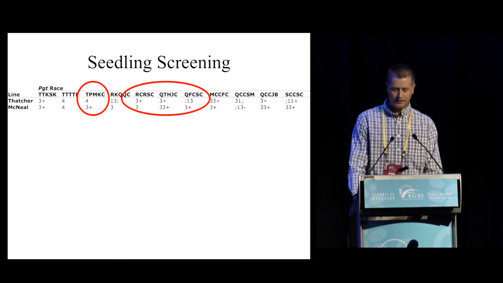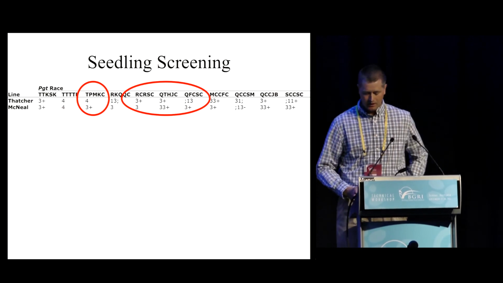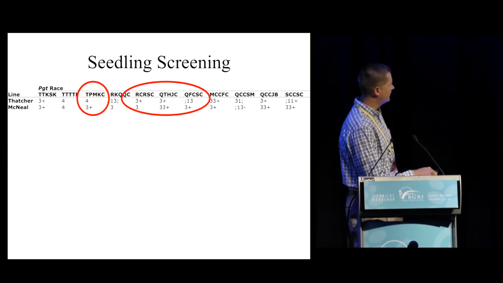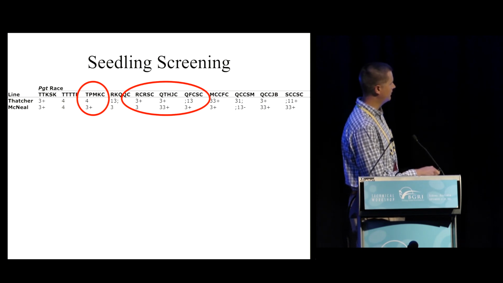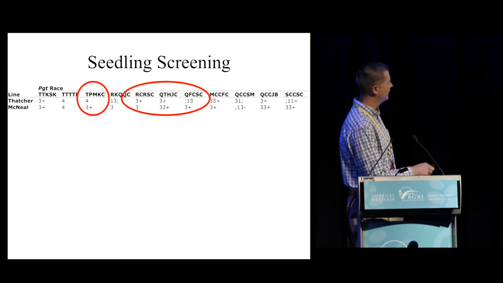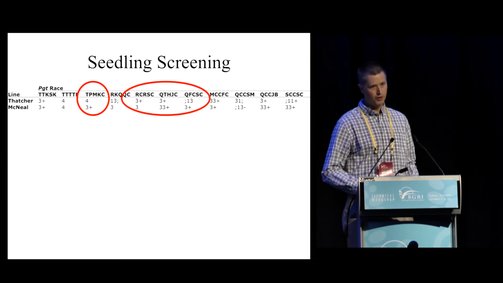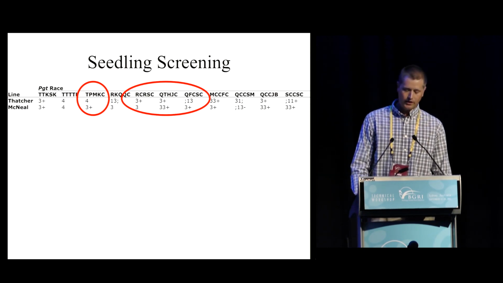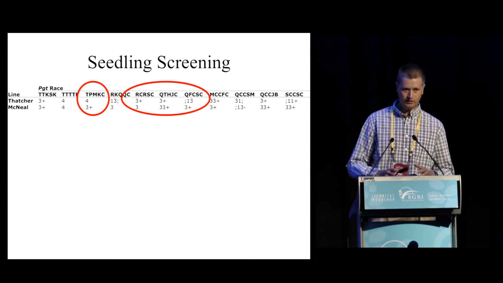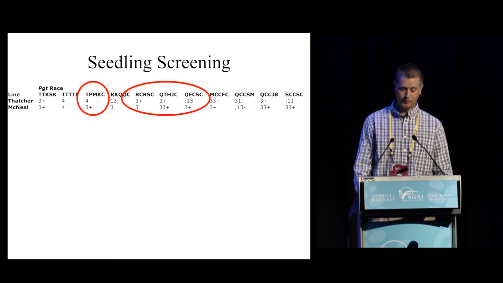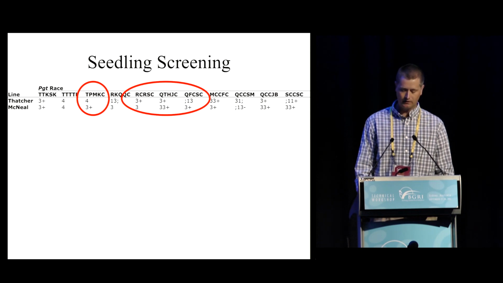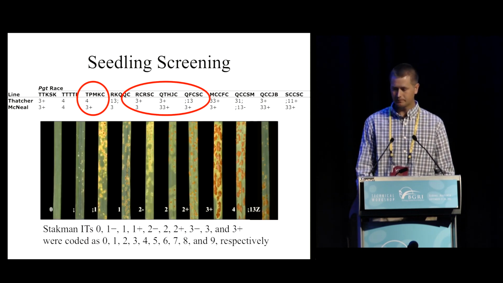So looking at those 4 races that we selected, one of those, race QFCSC, is avirulent to SR12. And so we wanted to see what the resistance in Thatcher looks like in the field to an SR12 avirulent race. However, the other 3 races are virulent on both of the parents. And so the observation of adult plant resistance to those races would be informative of adult plant resistance.